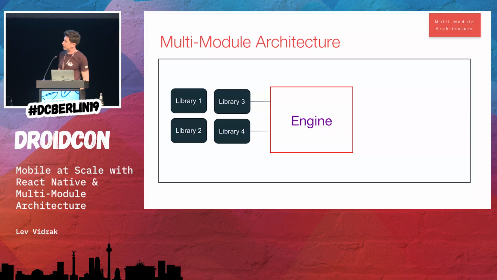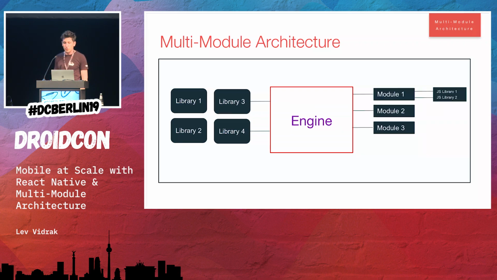It will look something like this. The engine will bring as a dependency libraries that we would like to have only one instance of in our application, one version of these libraries in our application. And the engine can receive a configuration, which modules it needs to load, and load these modules according to this configuration. And of course, each module can bring its own libraries, but only the JavaScript libraries, because we cannot allow every module to bring a different version of native dependency. Otherwise, this will not compile.